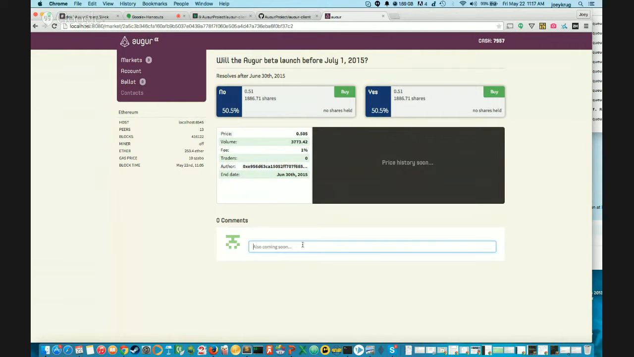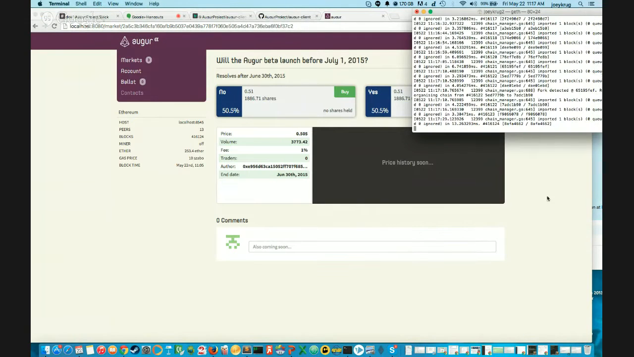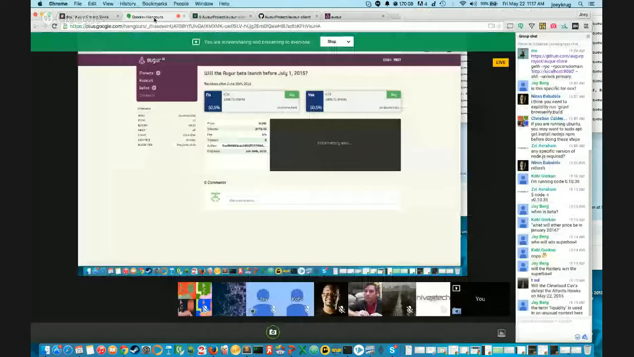And does the comment system work yet, Scott? Does the what system? Comment system? No, we don't have comments or price history yet. Okay, gotcha. So eventually there'll be a price history. What do you guys plan on using for comments? Right now it's using Whisper. That's cool.